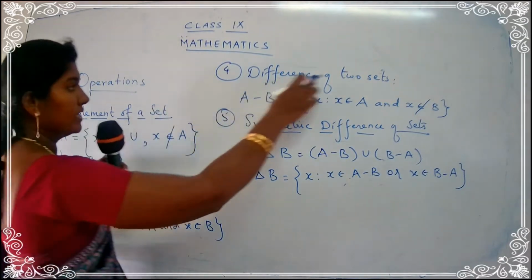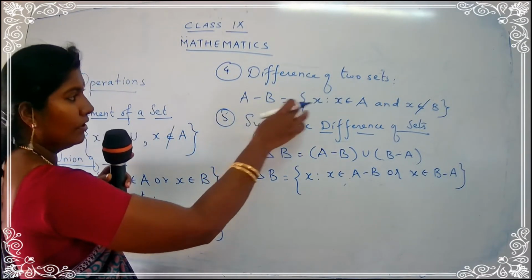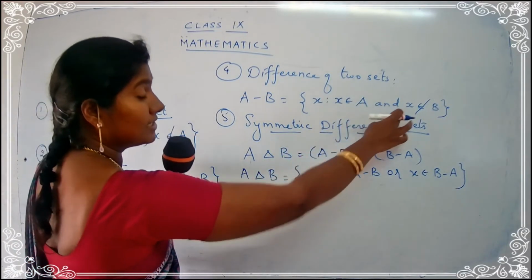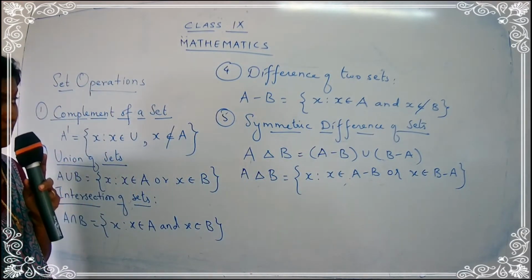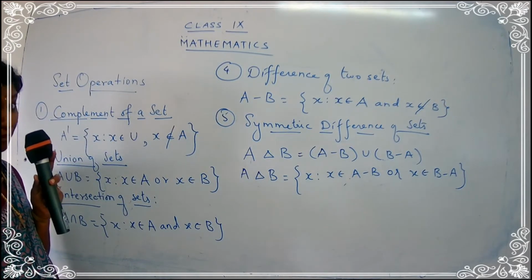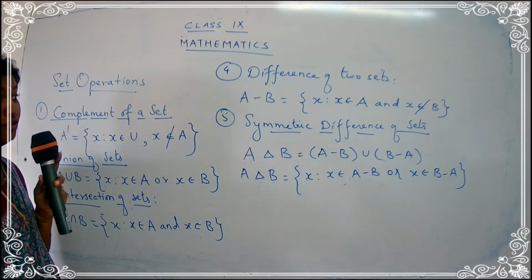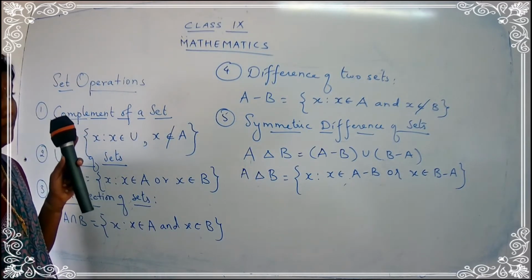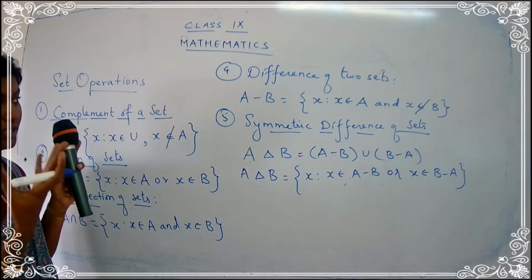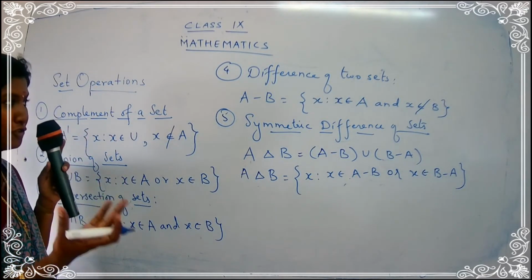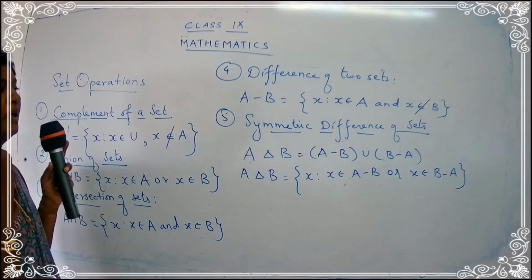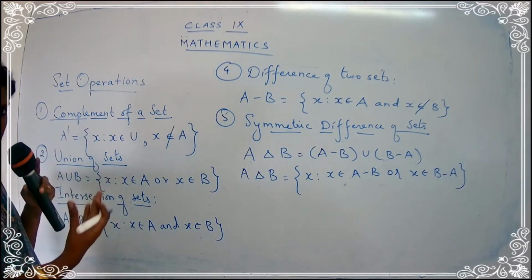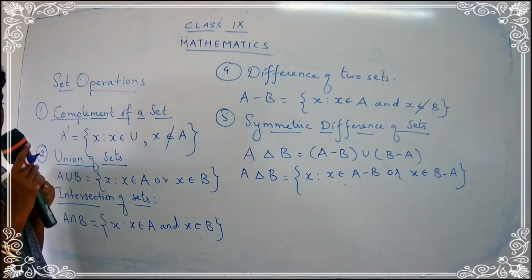Difference of two sets. A minus B is equal to x such that x belonging to A and x does not belong to B. You would have lots of confusions in your brains, and you would have lots of queries. I'll be clearing your confusions just over the statement, because this is a new thing you are dealing with. So I want you to take down the rules, and later on I'll be explaining to you the rules. So it will be easy.